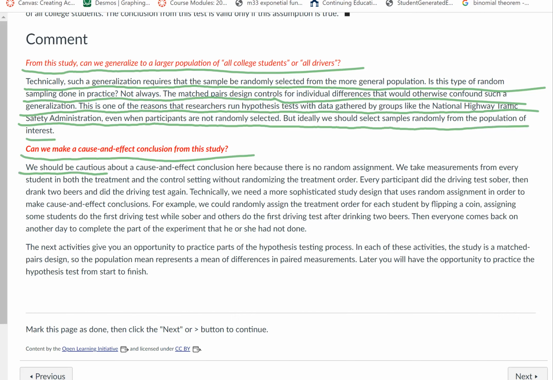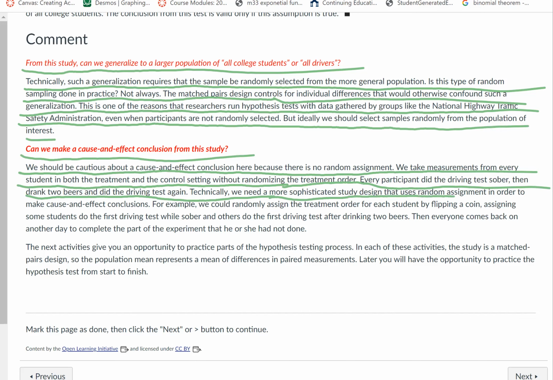We should be cautious about cause and effect conclusions because there is no random assignment. We take measurements from every student in both the treatment and the control setting without randomizing the treatment order. Every participant did the driving test sober, then drank 2 beers and did the driving test again. Technically, we need a more sophisticated study design that uses random assignment in order to make cause and effect conclusions.